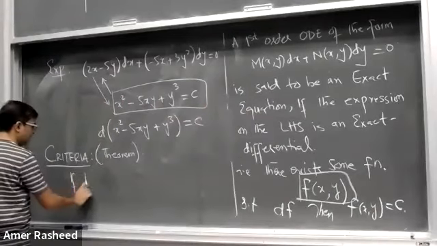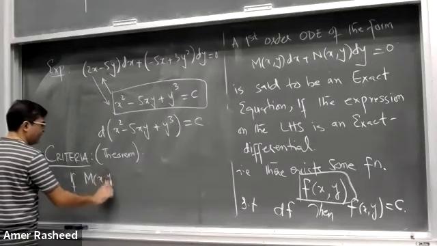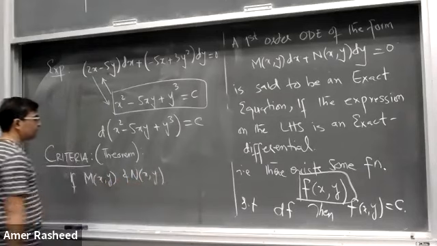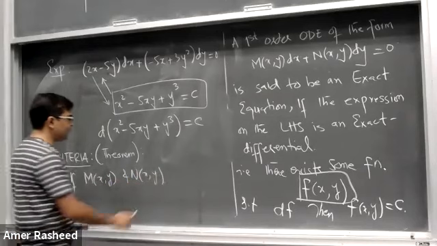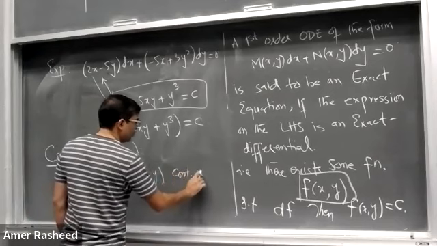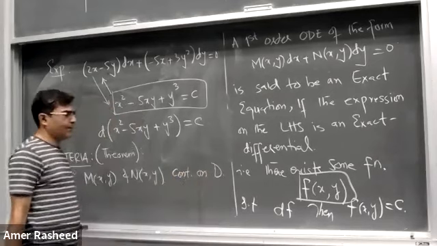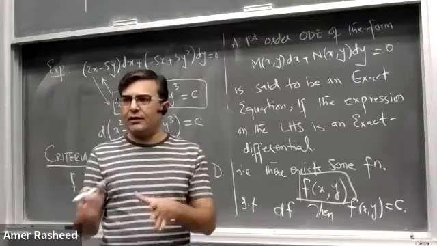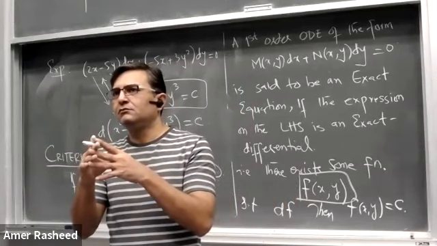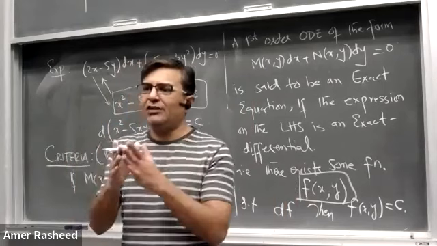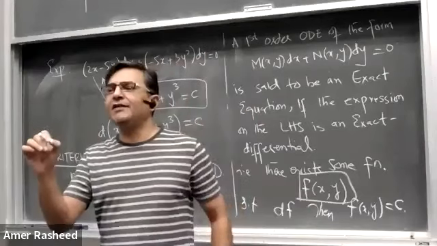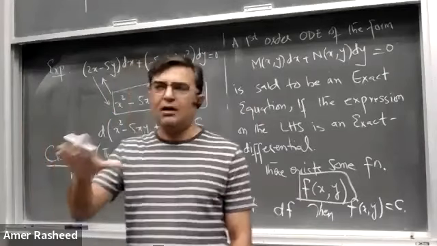If these functions M(x,y) and N(x,y) are continuous on some domain D, which is a closed rectangular domain. Rectangular domain means all possible values of x are bounded by an interval; x is defined in some interval, y is defined in some interval.